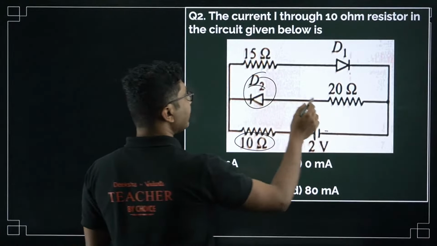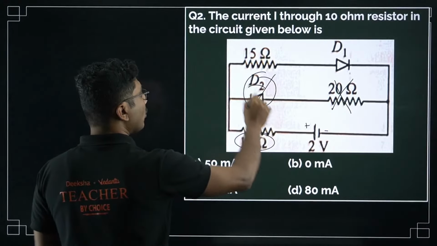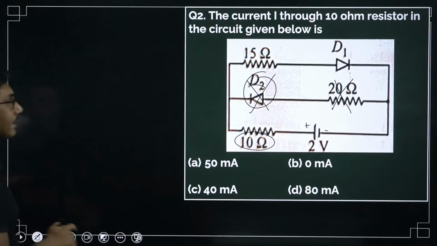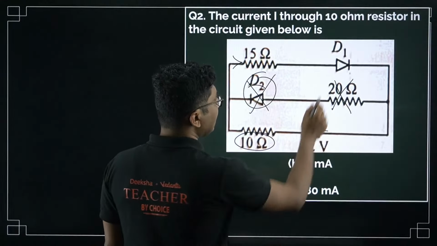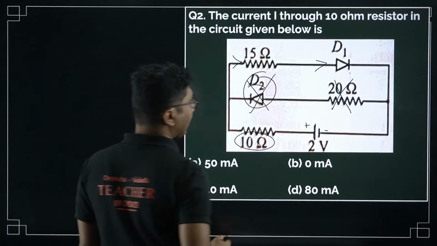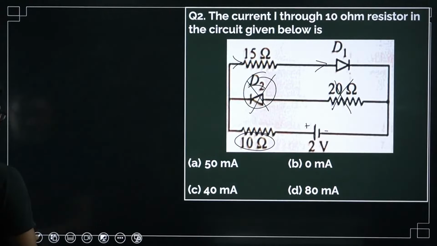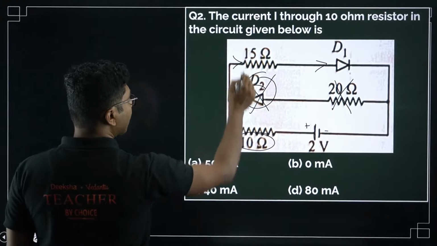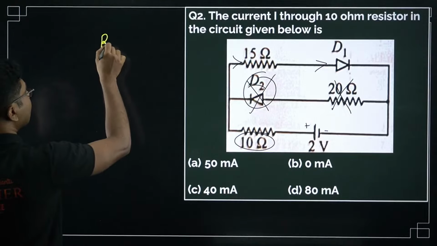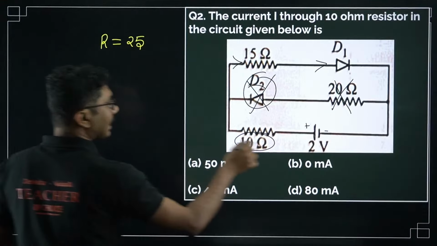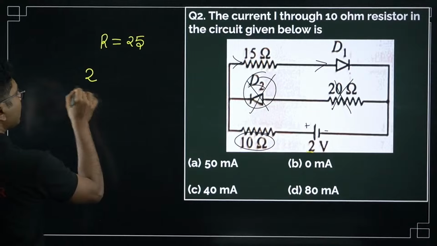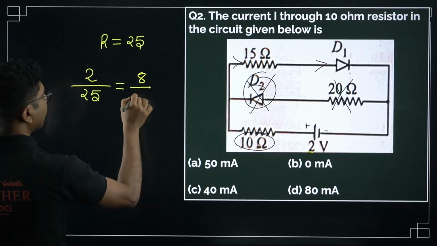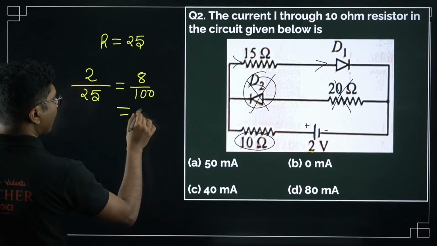So for an ideal diode in reverse bias, you can ignore that diode. No current will pass through that diode at all. So that means the entire current in the circuit will pass through this 15 ohm resistor, this diode D1, and then it will come back. Okay, no current is passing through this. So this central diode you can ignore. So what is the total resistance? 15 plus 10, that is 25. So the total resistance is 25. So what is the current? Current is 2 volt divided by 25, that is 8 by 100 or 80 milliampere.